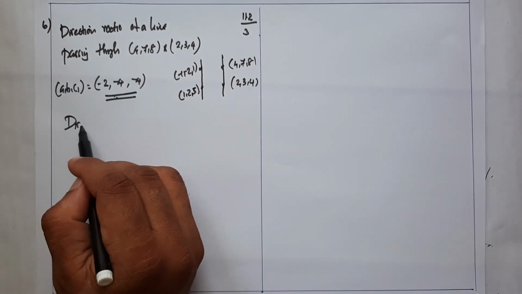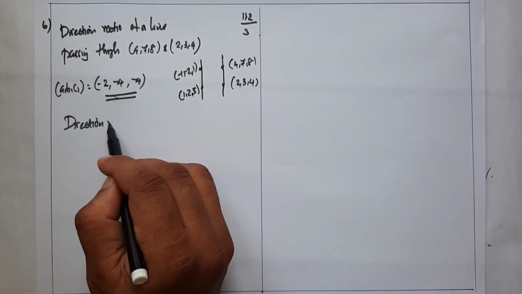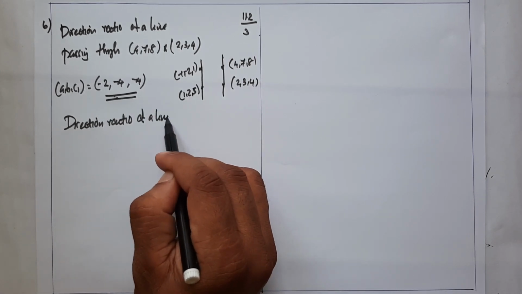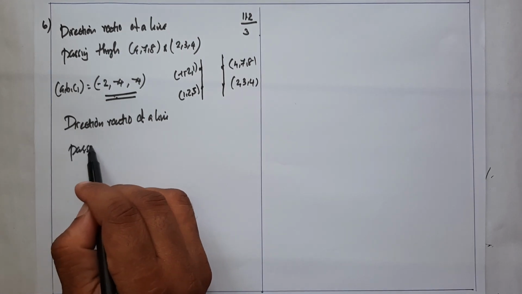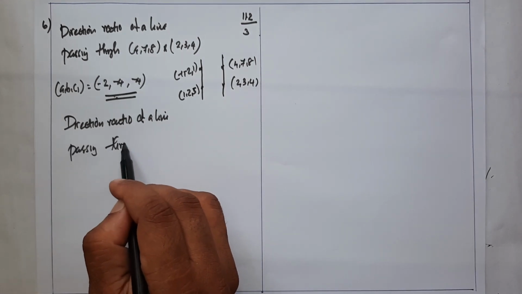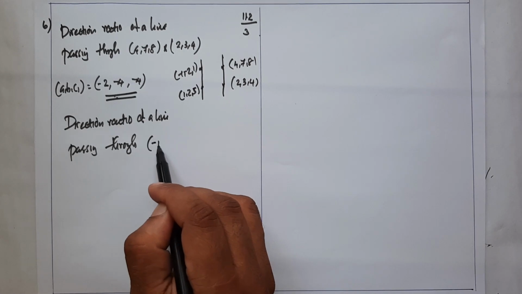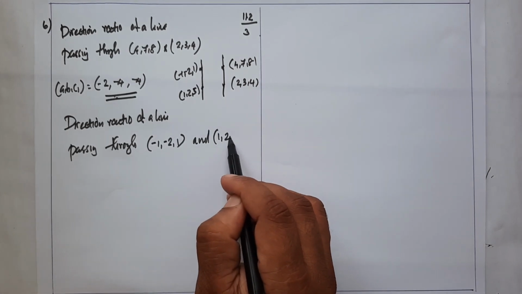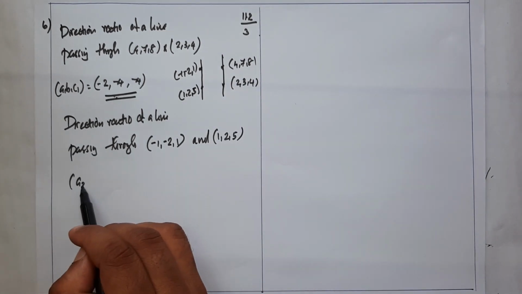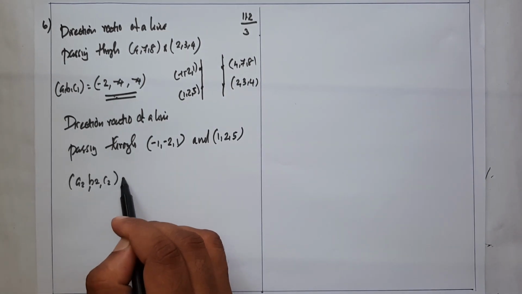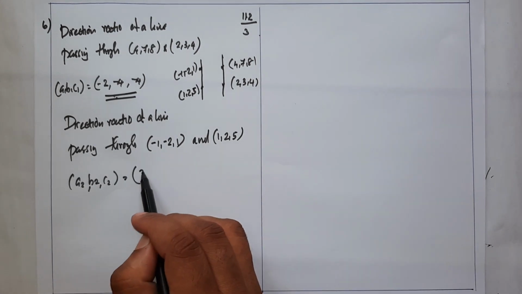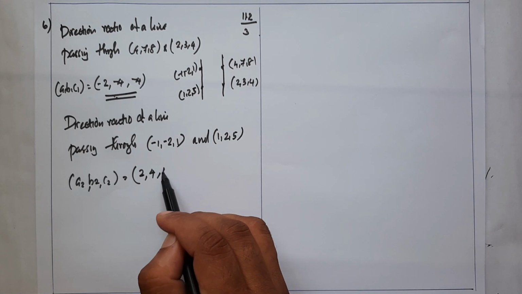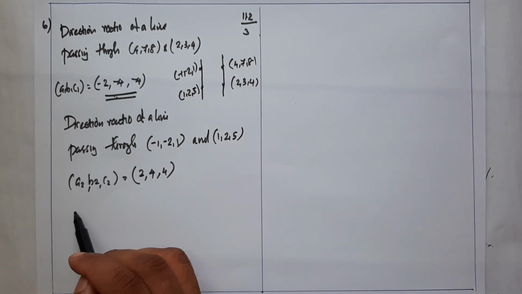Second, we find the direction ratio of the line passing through the points minus 1, minus 2, 1 and 1, 2, 5, denoted by A2, B2, C2, which is 1 plus 1 is 2, 2 plus 2 is 4, 5 minus 1 is 4.